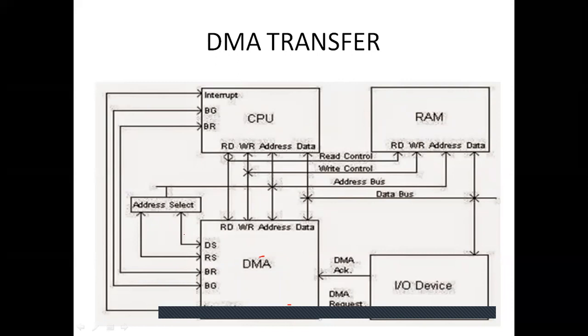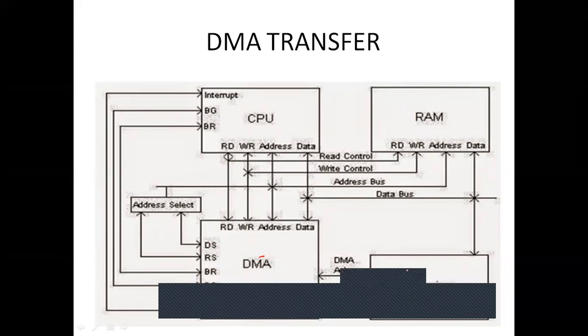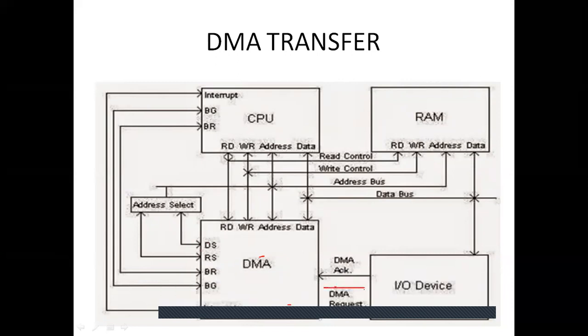Here you can find the DMA request line. This DMA request line is used to request the DMA transfer. If we really want to transfer with the DMA, this DMA request line is going to be used.